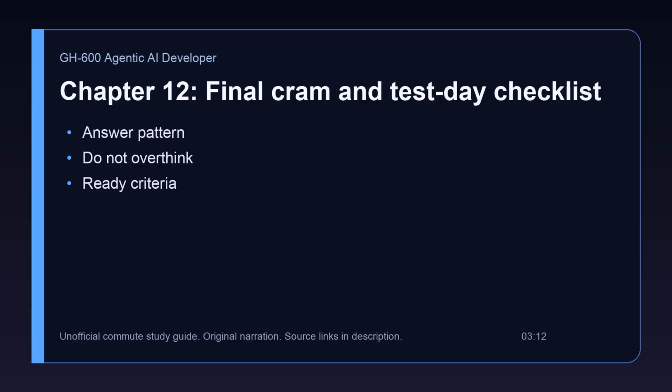Chapter 12. Final cram and test day checklist. Key points. Answer pattern. Do not overthink. Ready criteria. Final cram. If you are stuck, ask, where is the source of truth? The exam answer usually keeps work in GitHub. Issues define tasks. Branches contain changes. Pull requests expose review. Checks validate. Rule sets enforce policy. Code owners routes ownership. Logs and artifacts preserve evidence.